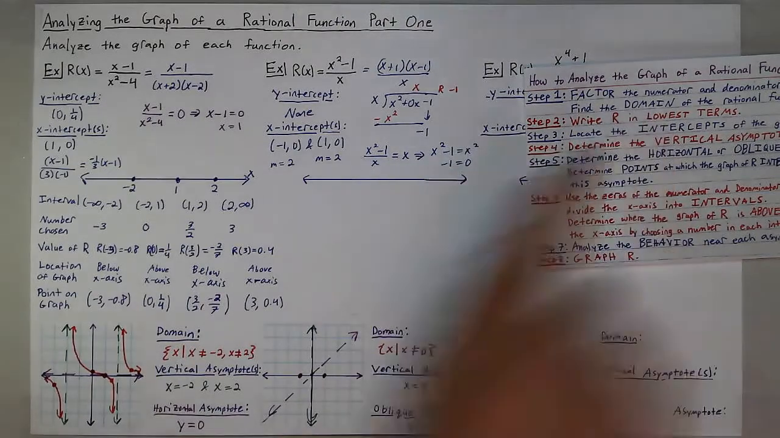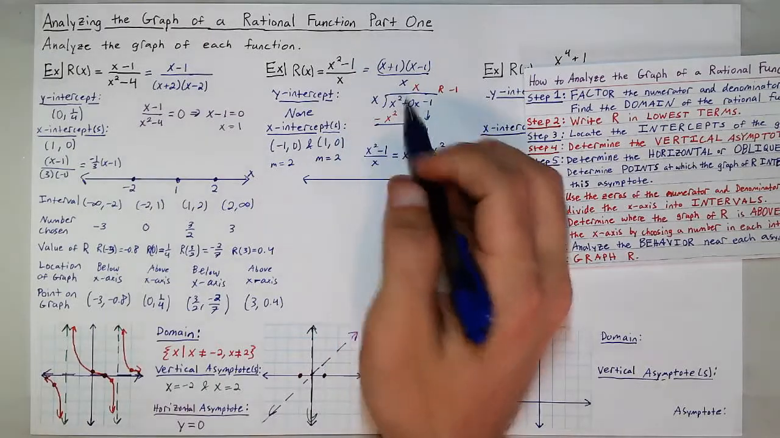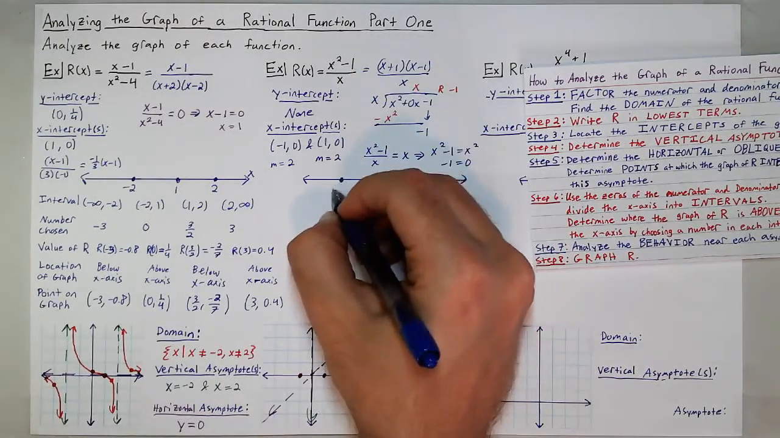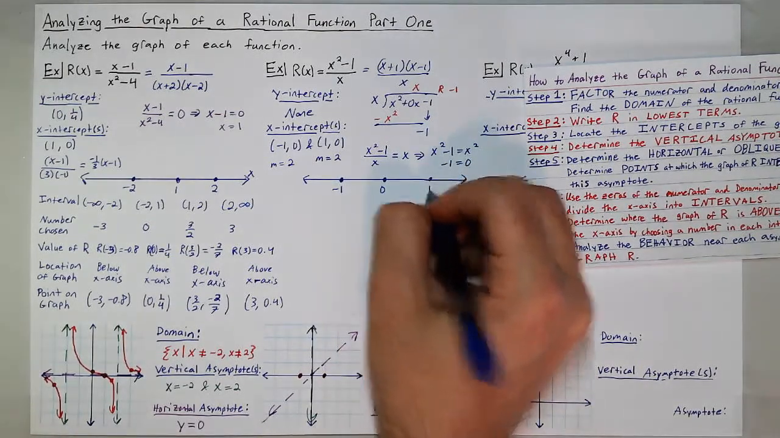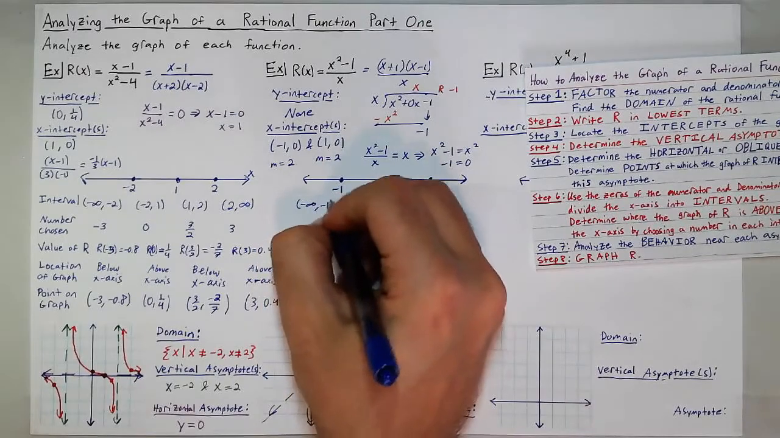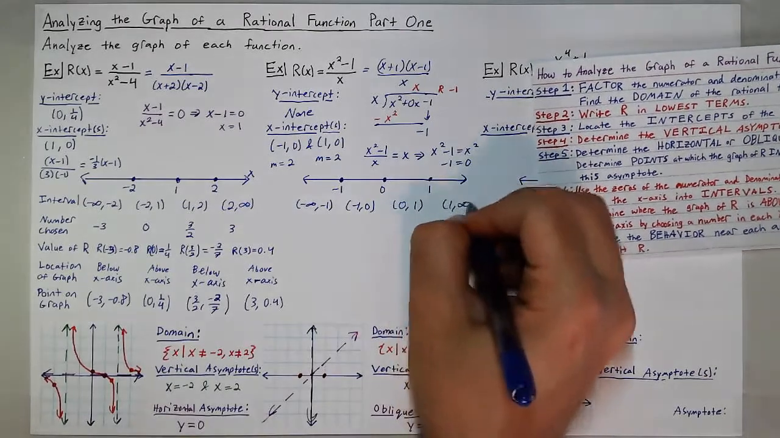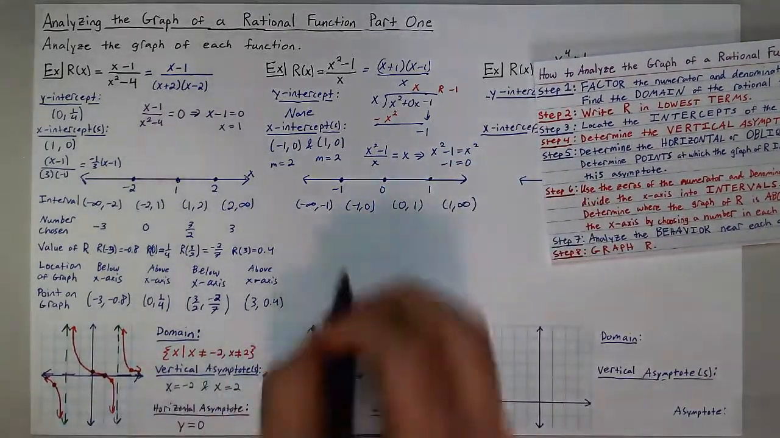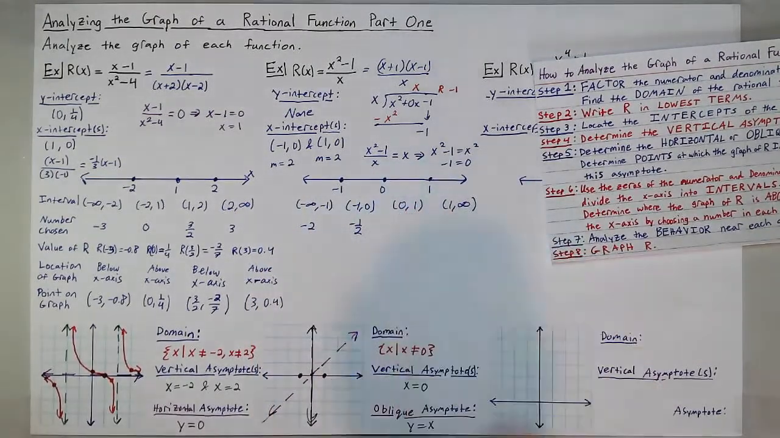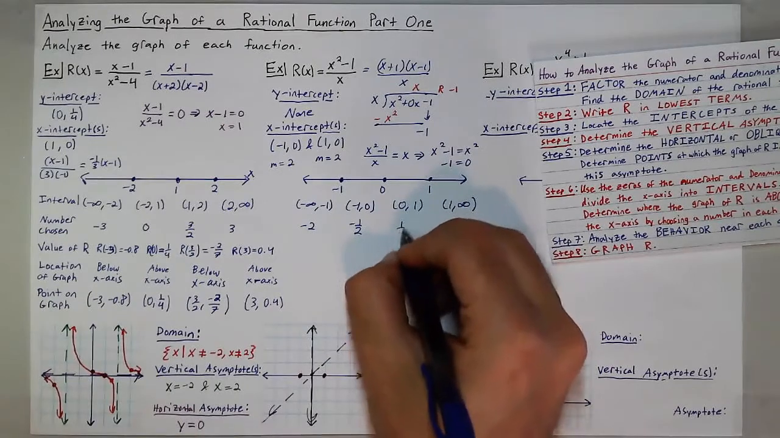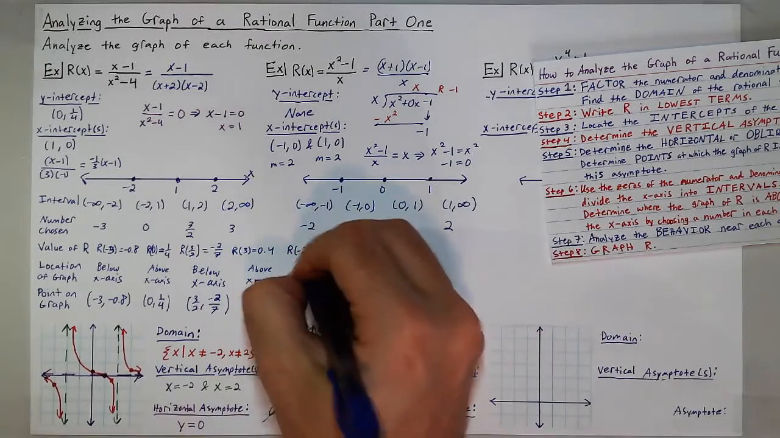Now we'll break up our intervals. The spots that make the numerator and the denominator 0 are at -1, 0, and 1. So the intervals are -infinity to -1, -1 to 0, 0 to 1, and 1 to infinity. In the first interval, we'll pick -2, then we'll pick -1/2, then we'll pick 1/2, that's between 0 and 1, and 2, that's between 1 and infinity.